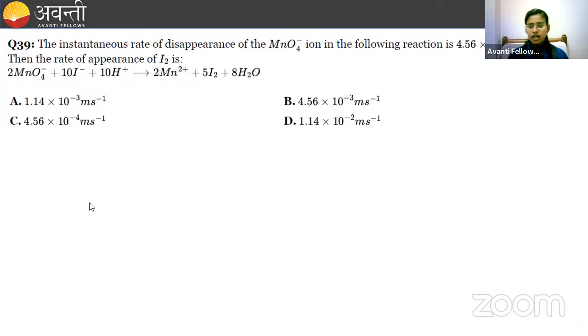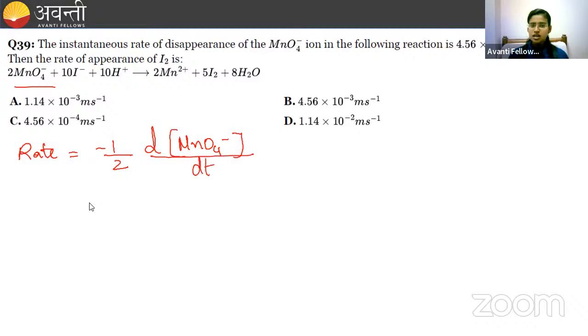So the rate can be written as rate is equal to, with respect to MnO4 minus, it is minus 1 by 2 d of MnO4 minus divided by dt, and we have I minus and H plus. But in the question, it is saying that MnO4 minus and I2 are involved. So we can leave those things which are going to be equal with each other. So this is equal to, with respect to I2, plus 1 by 5. Since I2 is the product, we have to put plus. Okay. So it is dI2 divided by dt.